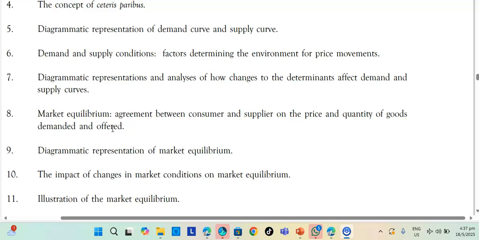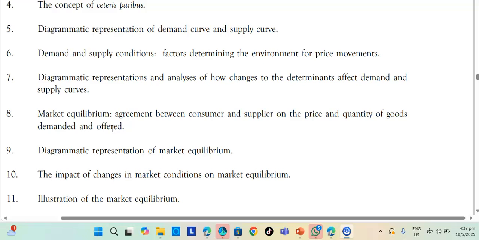The price at which this happens is called the equilibrium price. The quantity agreed on is called the equilibrium quantity. So at this point, there is no shortage or surplus in the market because everything is equal.